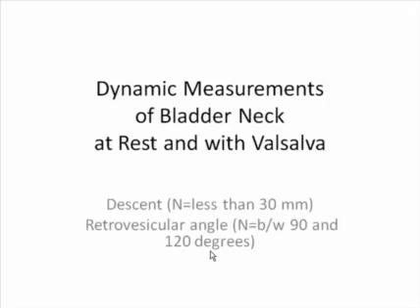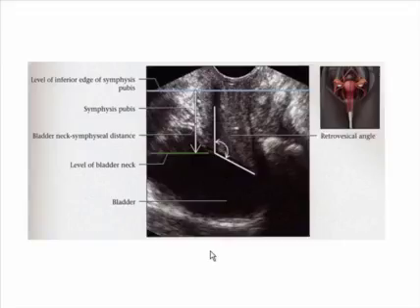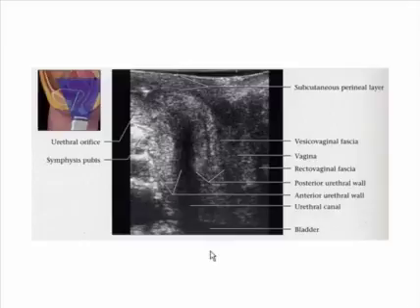Okay, enough about static imaging. What can we see when the patient is asked to strain or Valsalva? We can see in normal patients the descent of the bladder neck should be less than 30 millimeters. We can see that the retrovesical angle should be between 90 and 120 degrees. And we'll see this on dynamic images later in this presentation. So this is what I'm measuring, the retrovesical angle as shown here, and the bladder neck descent is also shown on this diagram.